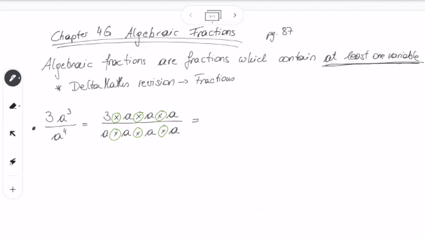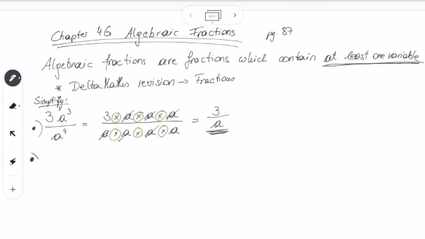So when we simplify that, we can simply cancel. This a cancels with this a. This a cancels with this a. And this a cancels with this a. So what are we left with in the numerator? In the numerator, we are left with a 3. And in the denominator, we're left with an a. So all we have here is 3 over a. That's our simplified fraction.